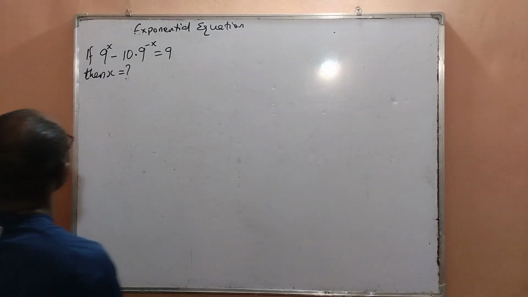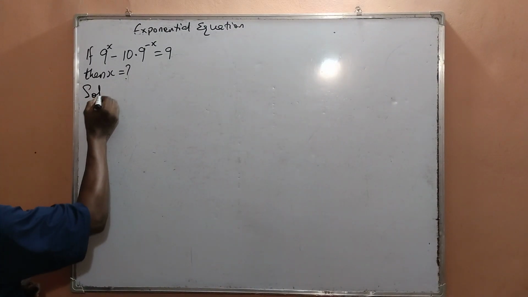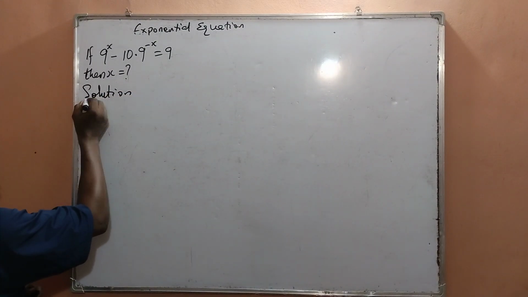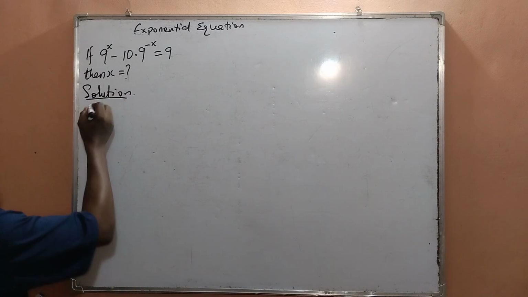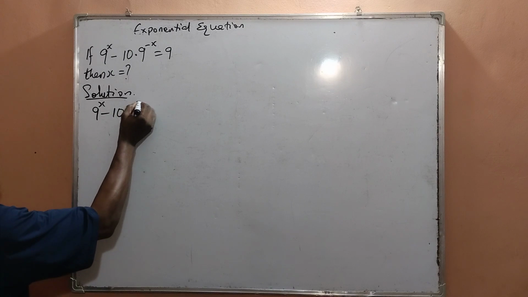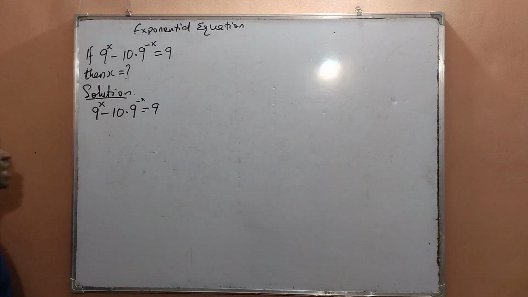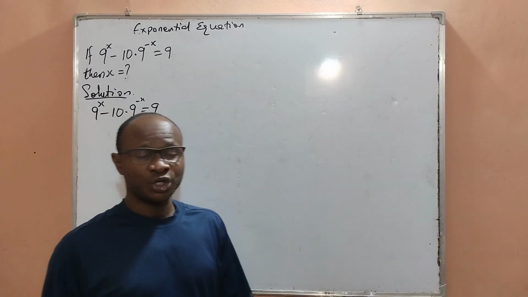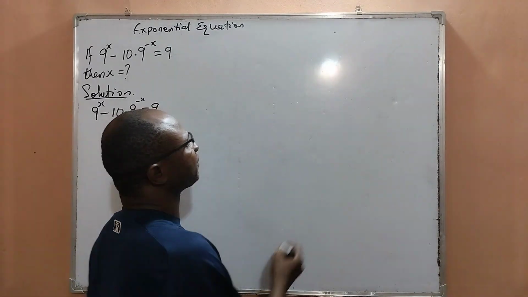Alright, let's dive in. Solution to this. I am given 9 raised to the power x minus 10 multiplied by 9 raised to the power minus x equal to 9. The first thing I will do is to apply the exponential negative law.